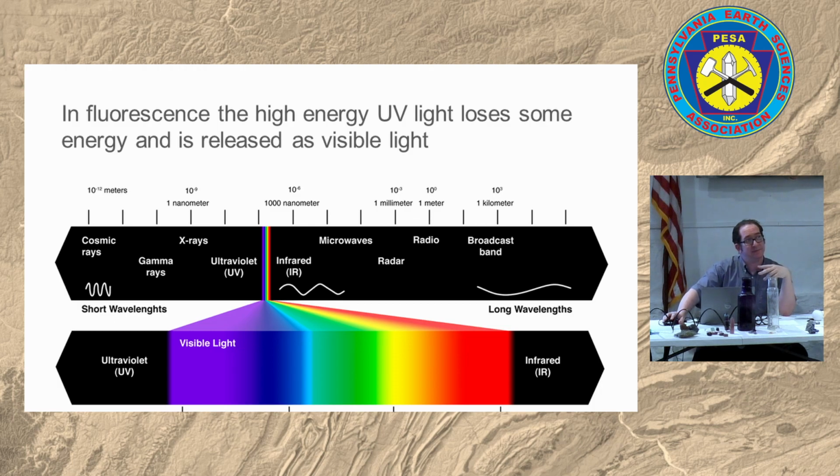Now we actually see something fairly similar when we see fluorescence, where we take the higher energy light, smack something with it, and then it drops in energy from ultraviolet, which we cannot see, to the visible spectrum, which we can see. So basically, fluorescence is electrons going up, electrons coming down, emitting visible light.